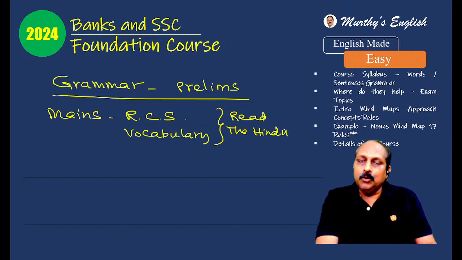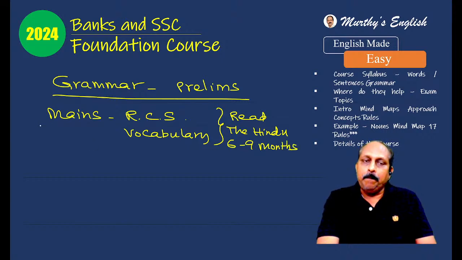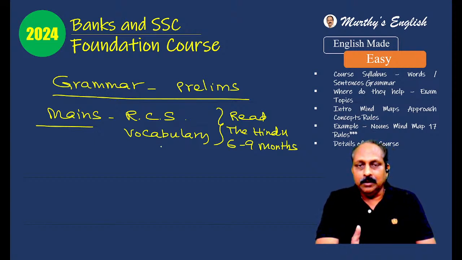Again, I would like to repeat, if you read the Hindu for 6 to 9 months, then for many candidates, mains is a major hurdle. Once you spend 6 months or 9 months on the Hindu paper, headlines and one editorial, then 3, 4 bank jobs you will get, 3, 4 government jobs you will get, not one. I'm so confident about this approach. I can give in writing also.